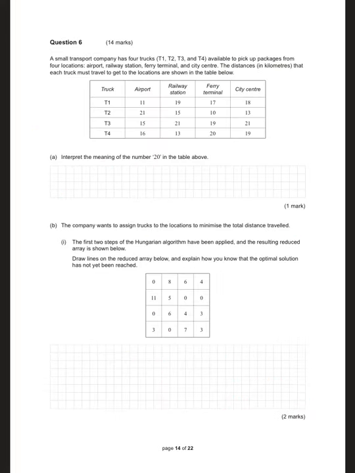Question 6. Transport company. 4 trucks available to pick up packages from 4 locations. Distances must go. Interpret the meaning of the number 20 in the table above. Truck 4 travels 20 kilometers to the ferry terminal. Just look at the row, just look at the column, that's all you need to do. The company wants to assign trucks to minimize. So you're just doing normal Hungarian algorithm, no extra steps.